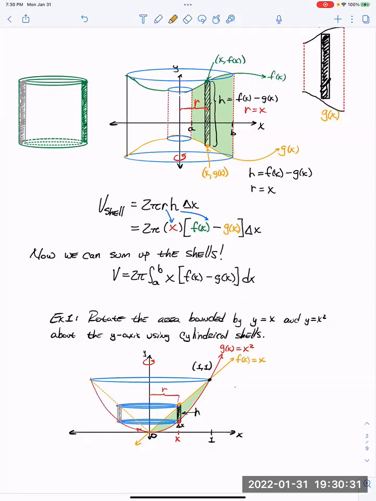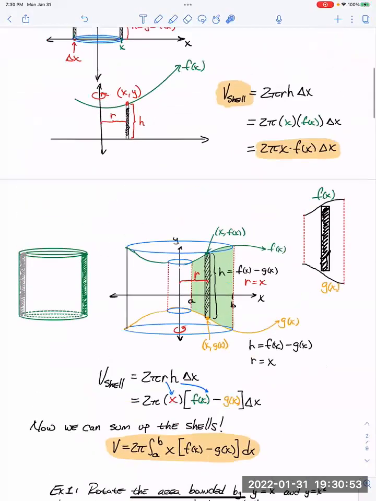And this right here is your basic formula for the volume using cylindrical shells. The only difference that this one has from the previous is your height was defined as an area bounded between two curves, f of x and g of x.